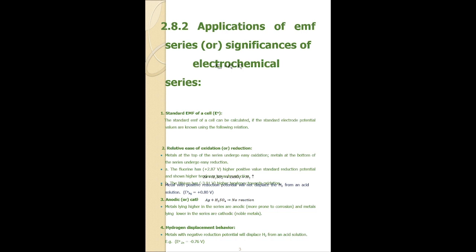The third one is anodic or cathodic reaction. The metals lying above the series, above hydrogen, are highly prone to corrosion because they are highly anodic in character. And the metals lying lower in the series are said to be noble metals, which are inert in character, least reactive elements, and less prone to corrosion. Then the fourth important one is the hydrogen displacement behavior.